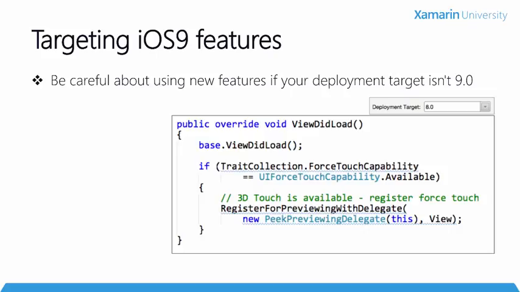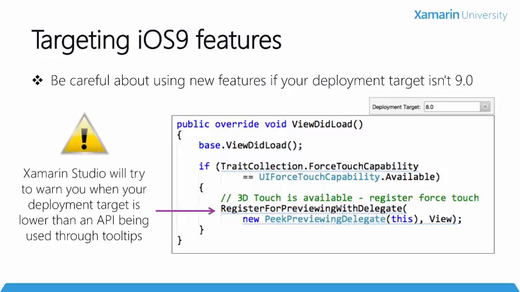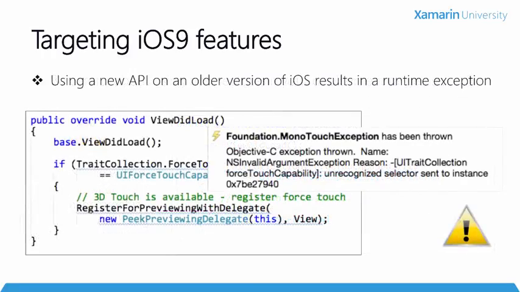But if our app still supports iOS 8, in other words, our deployment target still says 8.0 as you can see here, then the code that we show here on the screen would be very dangerous to run. In fact, Xamarin Studio would try to help us and warn us about this condition by drawing little squigglies under the new APIs. And if you hover over that, it'll display a tooltip indicating that this API is new for 9.0.